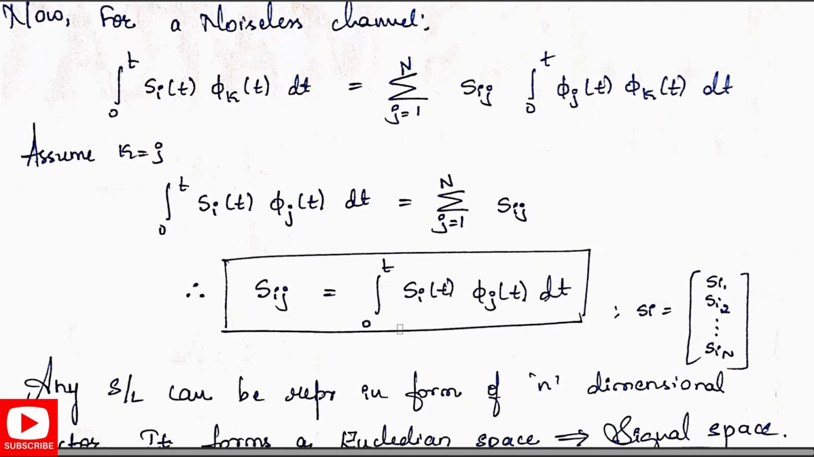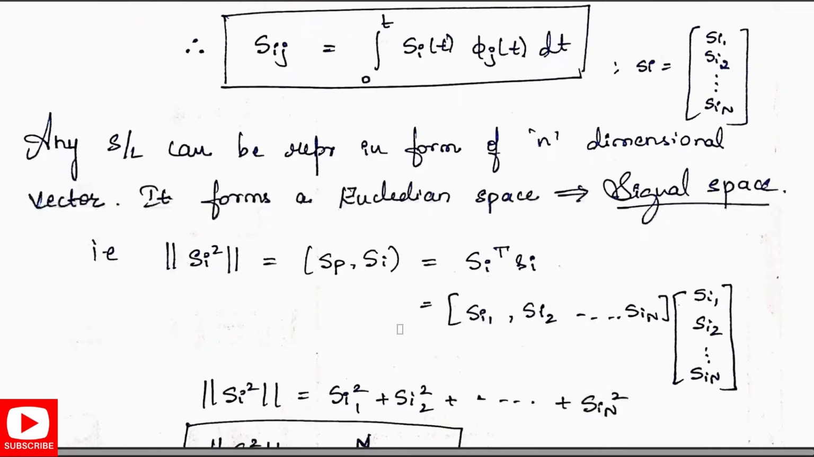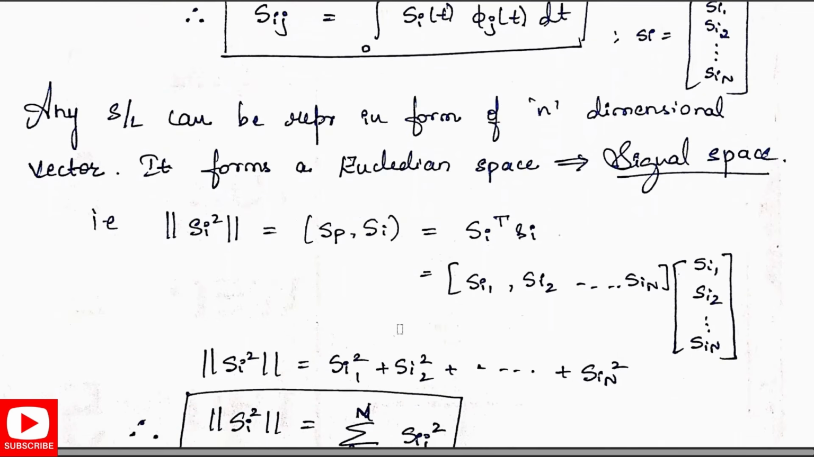Okay, next we need to know Sij. So Sij is equal to what? It is Si(t) into phi j(t) into dt. That is, you need to integrate, where Si is Si1 to SiN. So any signal that can be represented as an n-dimensional vector forms a Euclidean space that is known as our signal space. So that is represented like this. The signal space is Si transpose Si, and on multiplying this gives us the square component.